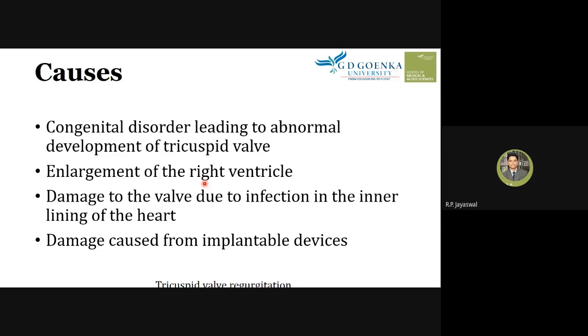Damage caused by implantable devices. When some devices are implanted in the heart during a treatment procedure, the implanted devices can also cause damage to the tricuspid valve, and this leads to regurgitation. So these are the recorded causes which lead to the development of tricuspid valve regurgitation.